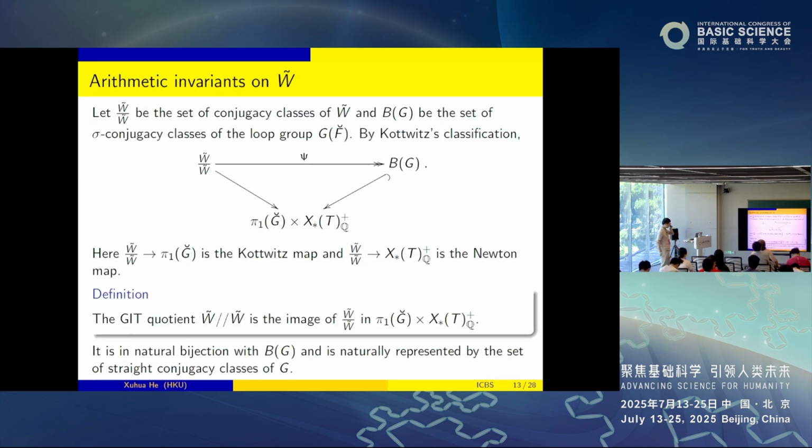Okay, so let's come to the GIT quotient. This was motivated by Kottwitz's classification of the sigma-isocrystals. Kottwitz started from the p-adic group or the loop group, and associated to each Frobenius-twisted conjugacy class two invariants, via the Kottwitz map and the Newton map. Any question?